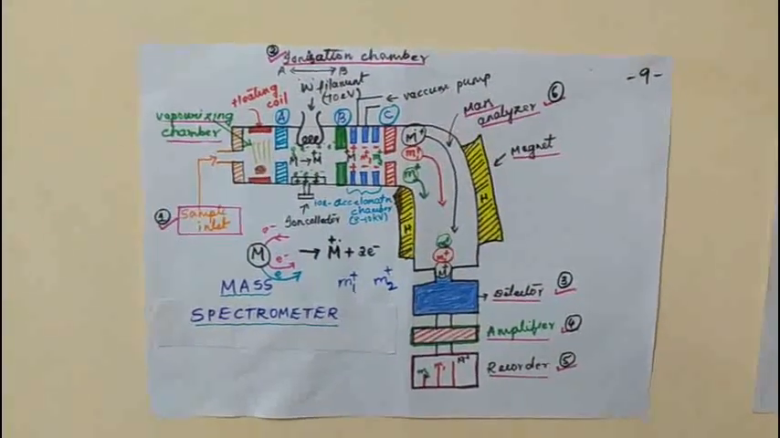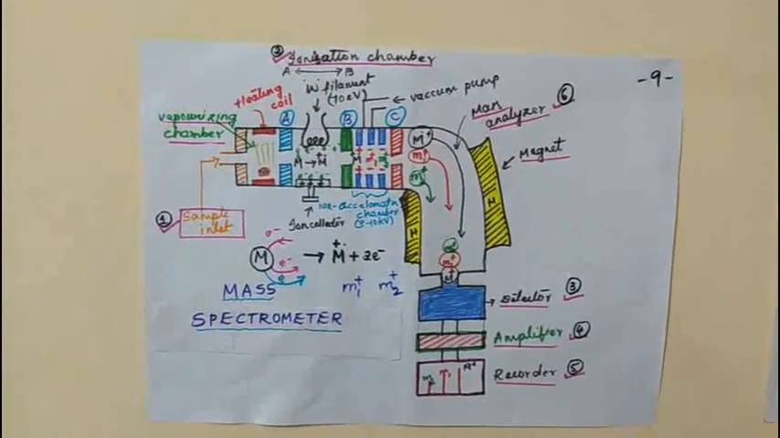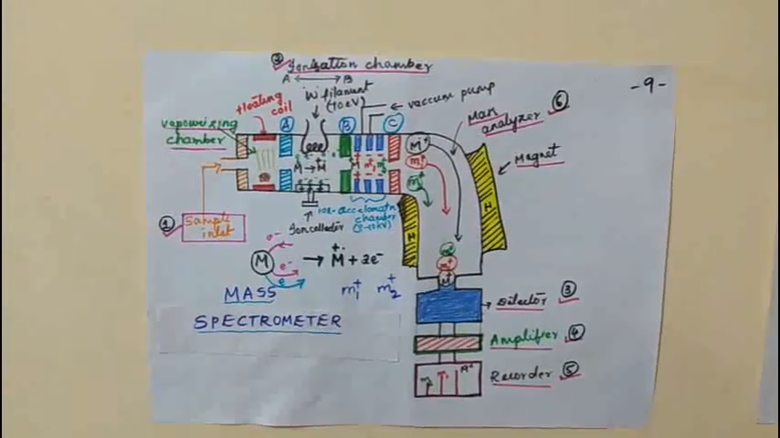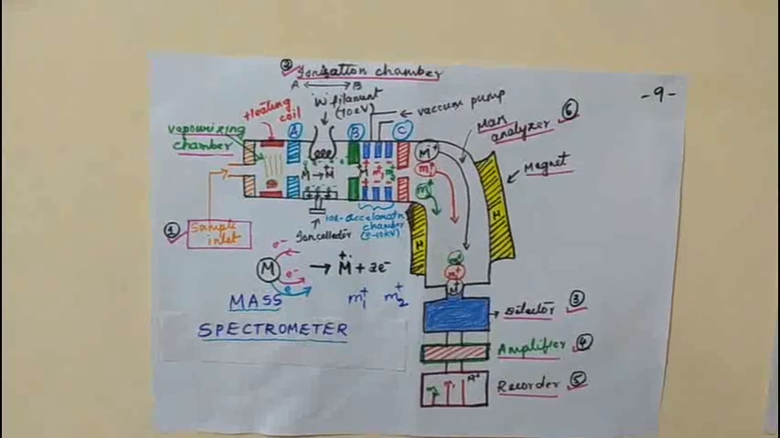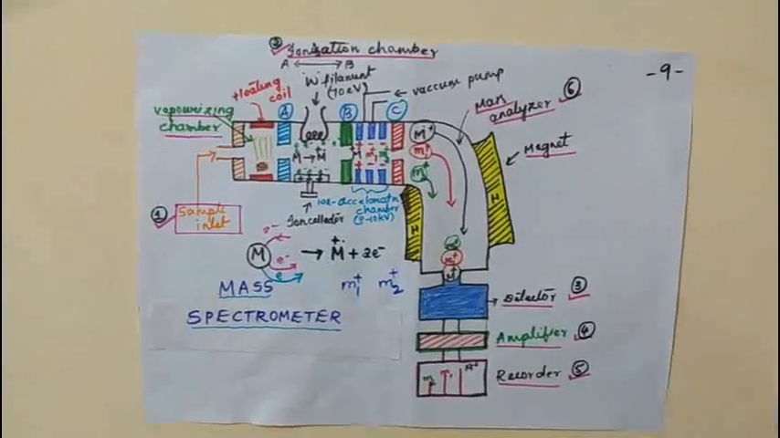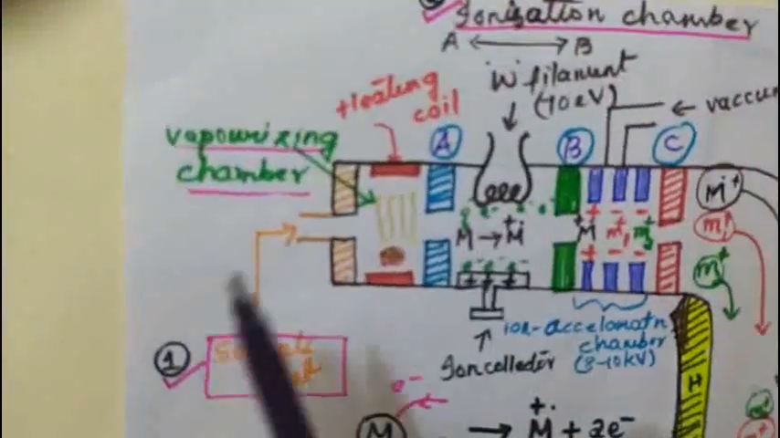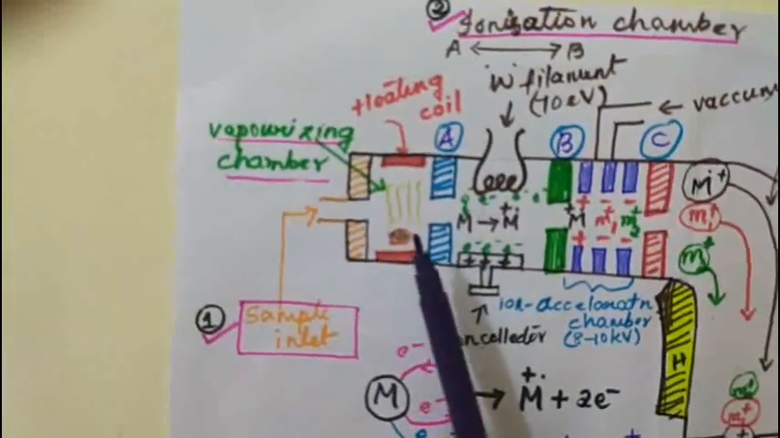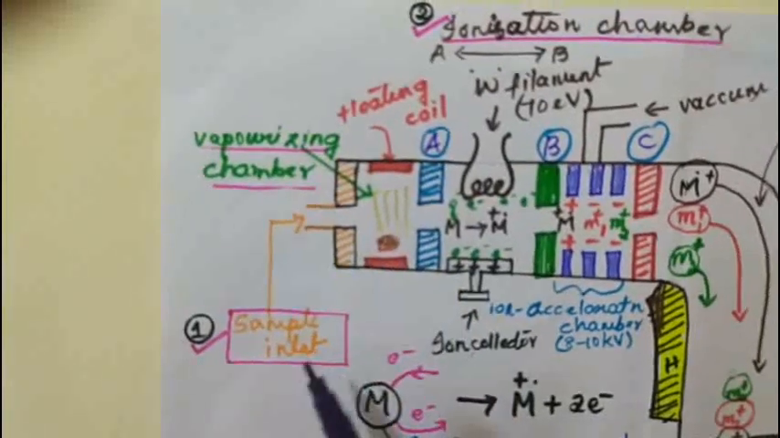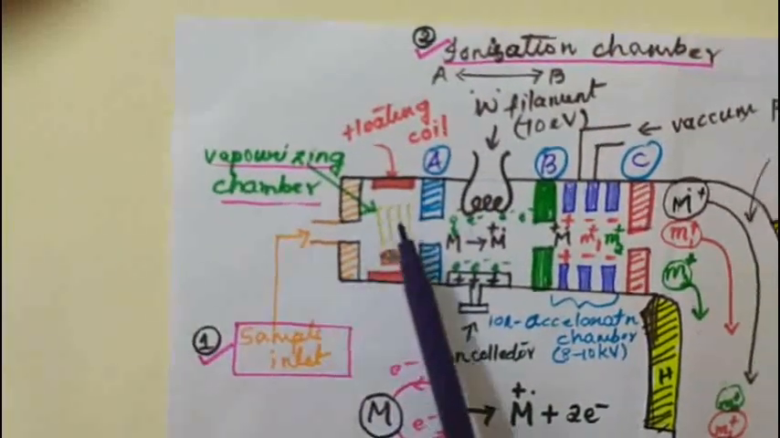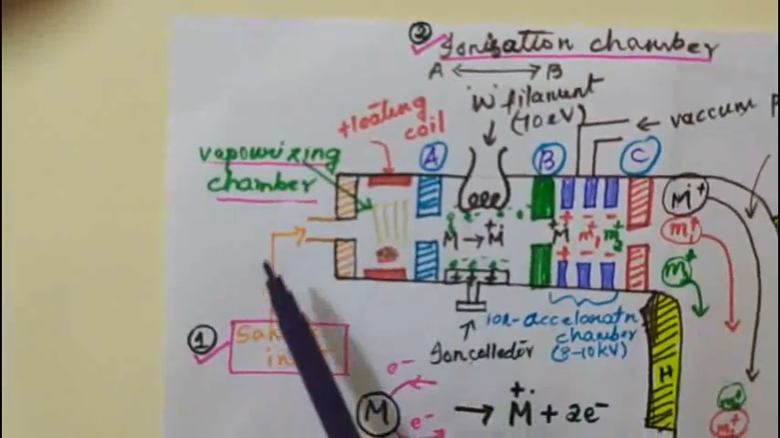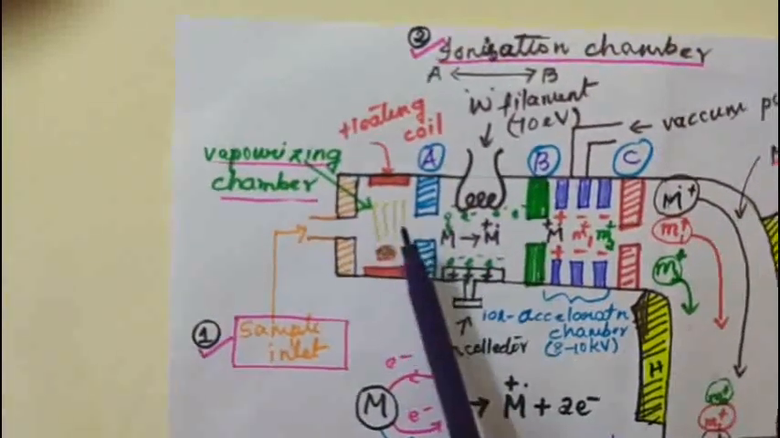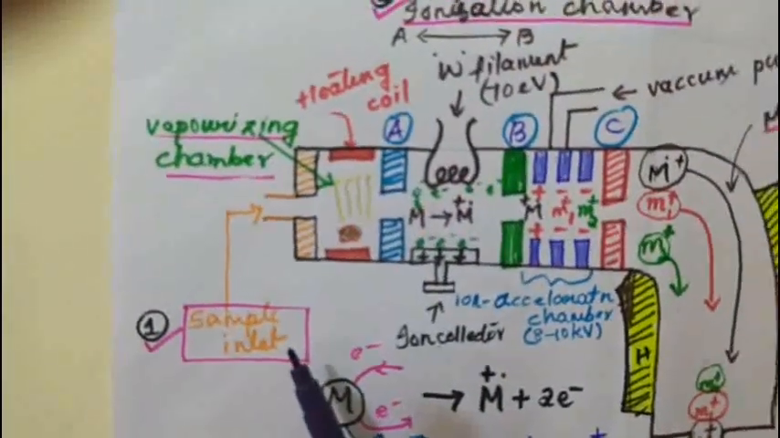This is the schematic sketch of the mass spectrometer. So let us understand in detail how the mass spectrometer is going to work. Here the first unit is the vaporizing chamber. The sample is inserted inside the vaporizing chamber through the sample inlet.